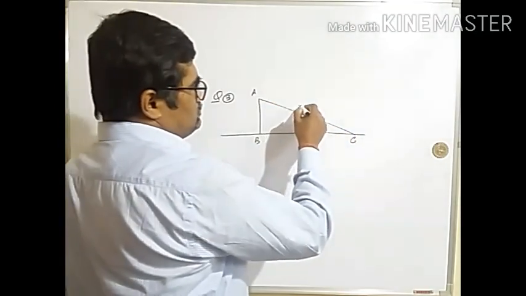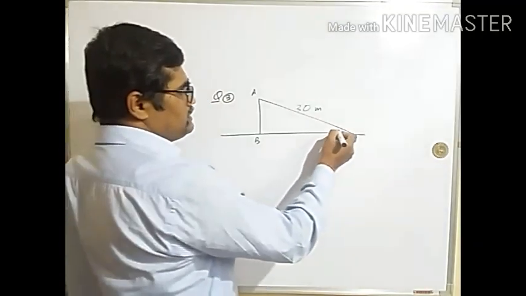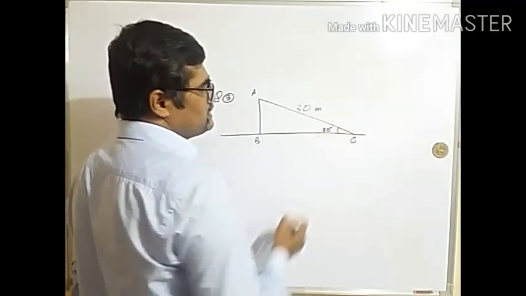We have given you that this length is 30 meter and this inclination is 30 degree.